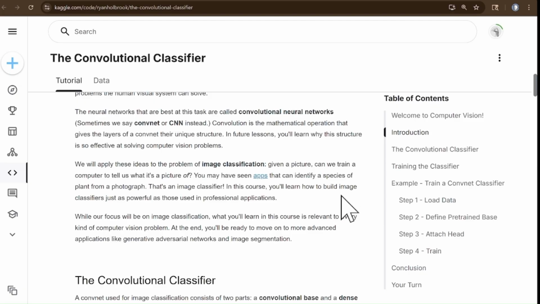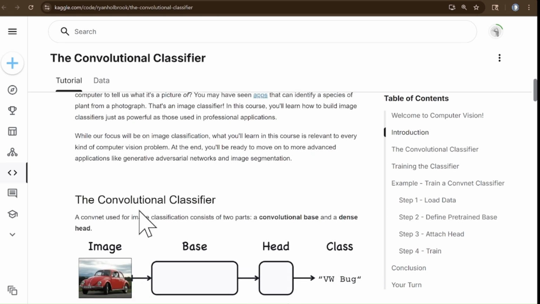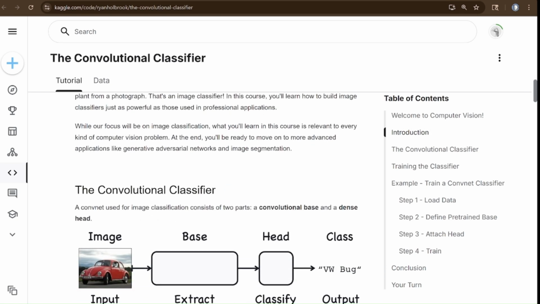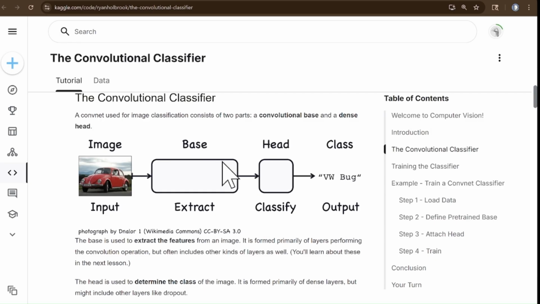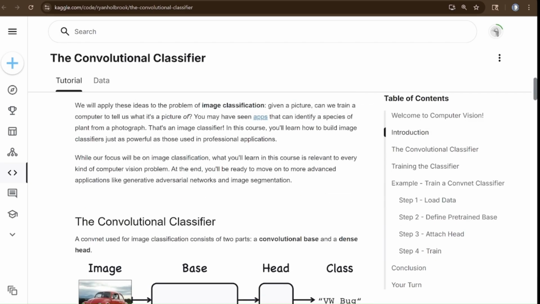So in this course, you are going to learn how to build an image classifier just as powerful as those used in professional applications. Now, while our focus will be on image classification, this is very relevant to every kind of computer vision problem. Fine. Now the convolutional classifier. With a ConvNet, at the end you will be ready to move on to more advanced applications like generative adversarial networks or image segmentation. Fine.